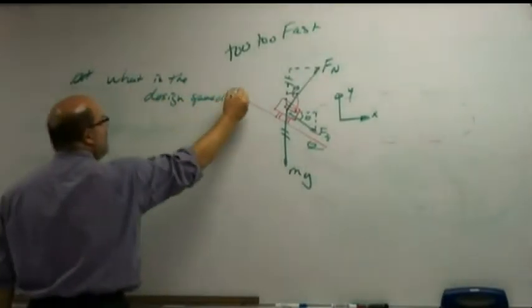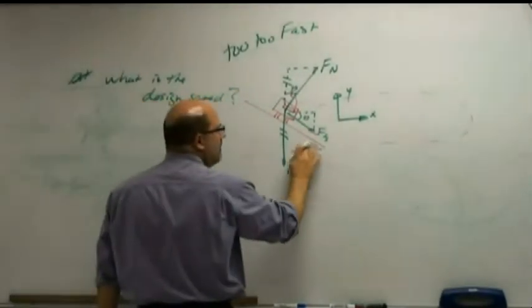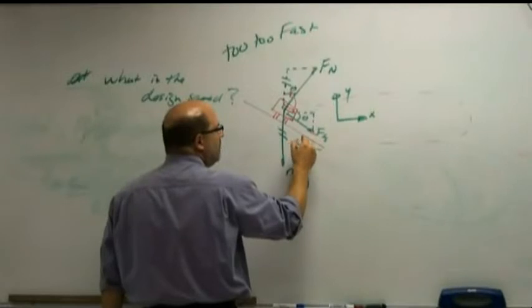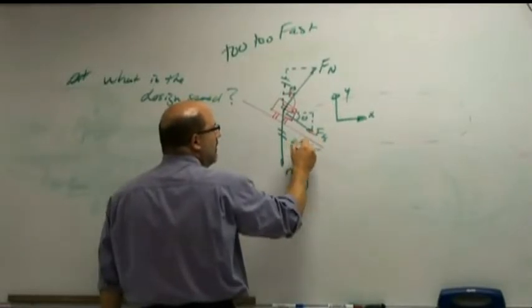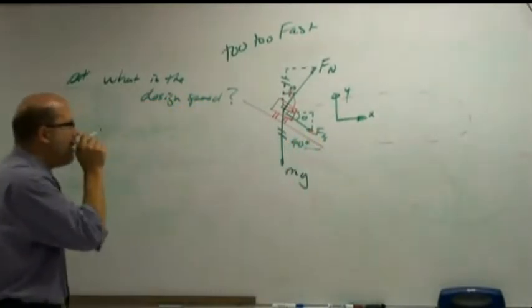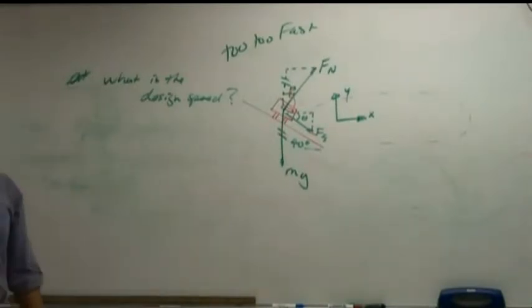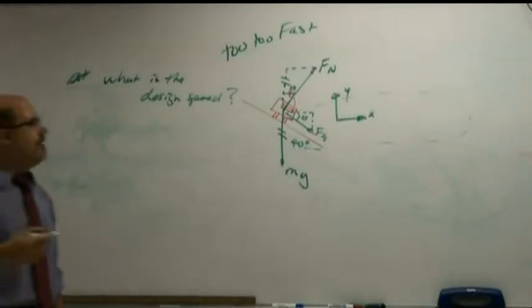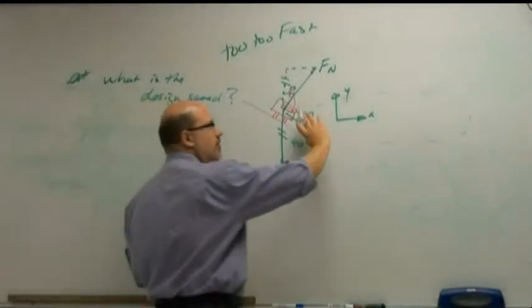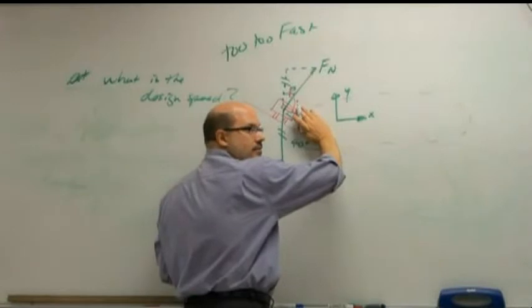Okay, what is the design speed? Given this angle here, 40 degrees. We're in NASCAR. All right, and then the next thing is we're going to say we go too fast. But at design speed, what happens? At design speed, what does that mean? No friction necessary.